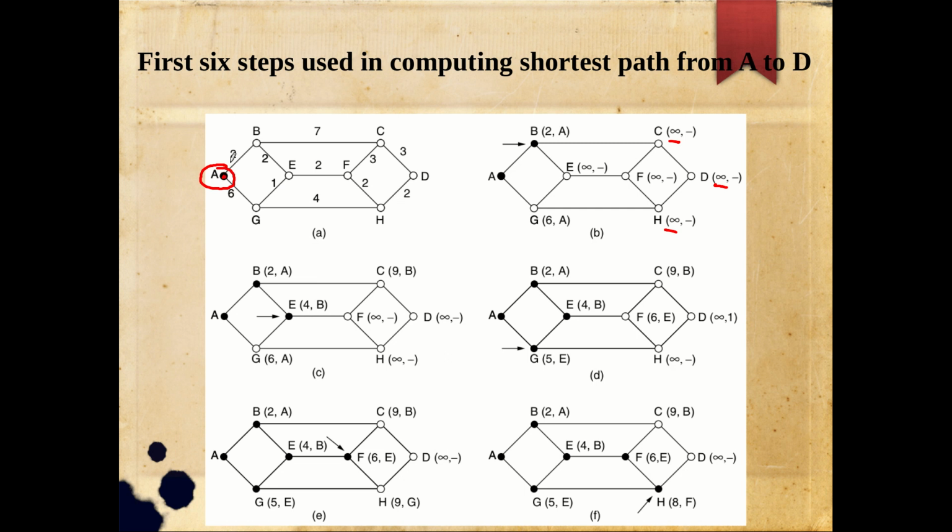And what are all the neighbors of this A? B and G. Now from A to B, what is the distance? 2. So I now have a path from source A to B with length 2. So now I can change that initialization, that infinity, with 2, because I am getting a better path now.